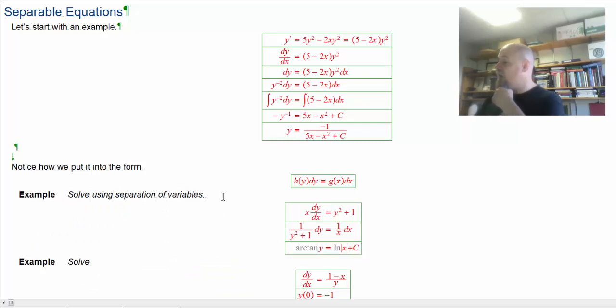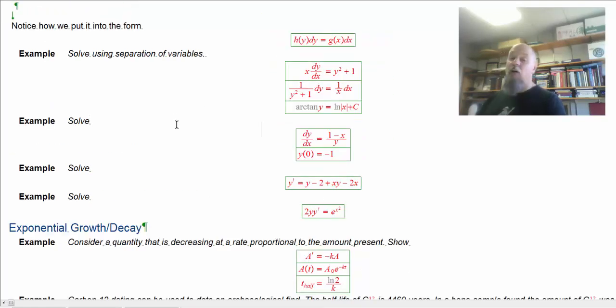Now, it doesn't say explicit or implicit solution, so I guess I'm done. If I wanted to solve for the explicit solution, I just take the tan of both sides. Remember that if I'm integrating 1 over x, it becomes ln of absolute value of x.